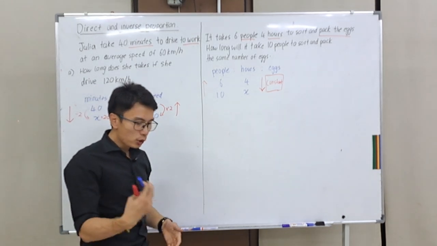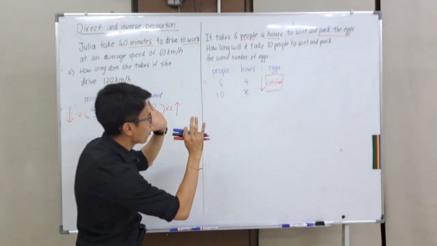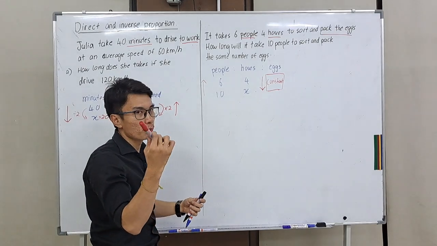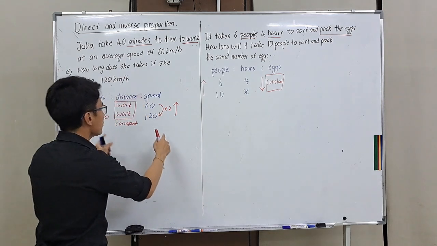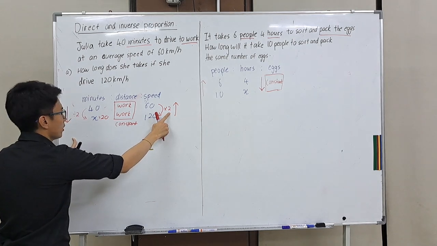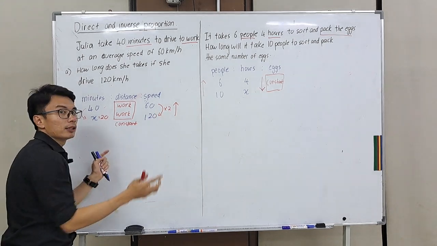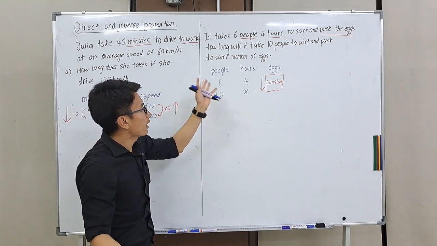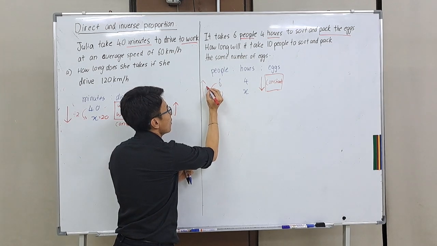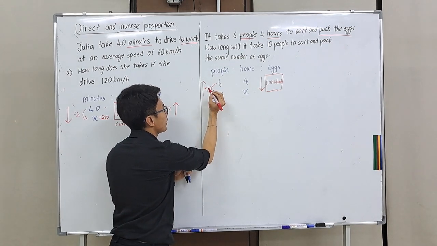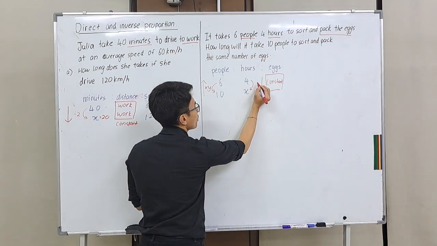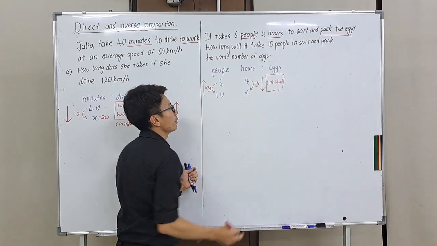This is where you will do something different if you are using the table method. Let me try to help you build up an understanding first. Very similar to this, because we know this is inverse, one part will multiply by a certain number and this part will divide by the same number. So let's write our understanding over here. From 6 to 10, it will be multiplying by a certain number, so let's call that y, and over here it should divide by that number as well.